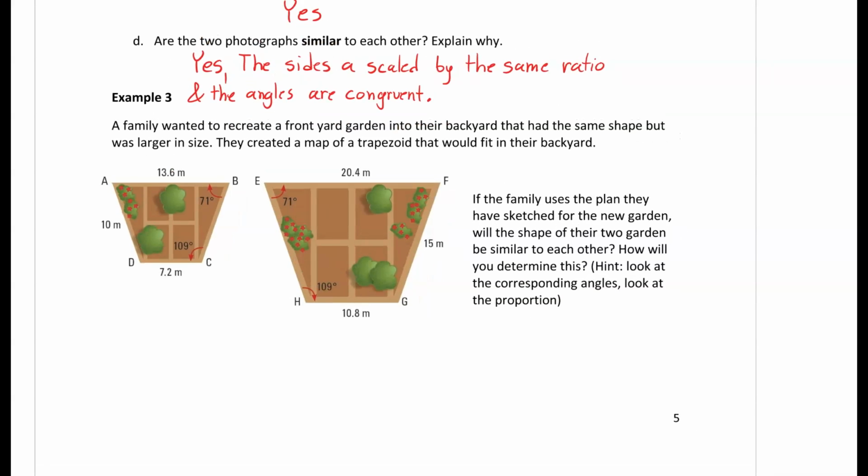Example 3 says a family wanted to recreate a front yard garden into their backyard that had the same shape but was larger in size. They created a map of a trapezoid that would fit in their backyard. If the family uses the plan they have sketched for the new garden, will the shape of their two gardens be similar to each other? How will you determine this? And the hint that they give us is to look at the corresponding angles and to look at the proportions.